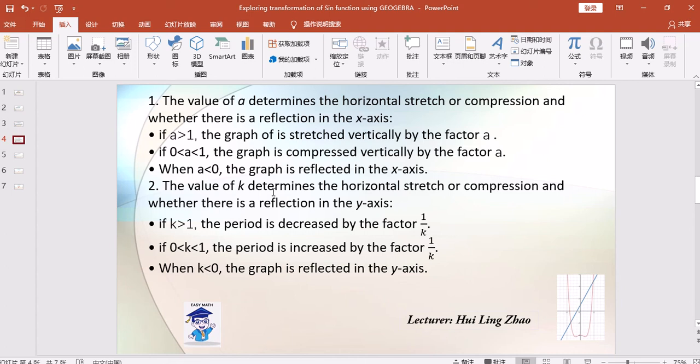The value of k determines the horizontal stretch or compression and whether there is a reflection in the y-axis. If k is more than 1, the period is decreased by a factor 1 over k. If k is more than 0 and less than 1, the period is increased by the factor 1 over k. When k is less than 0, the graph is reflected in the y-axis.